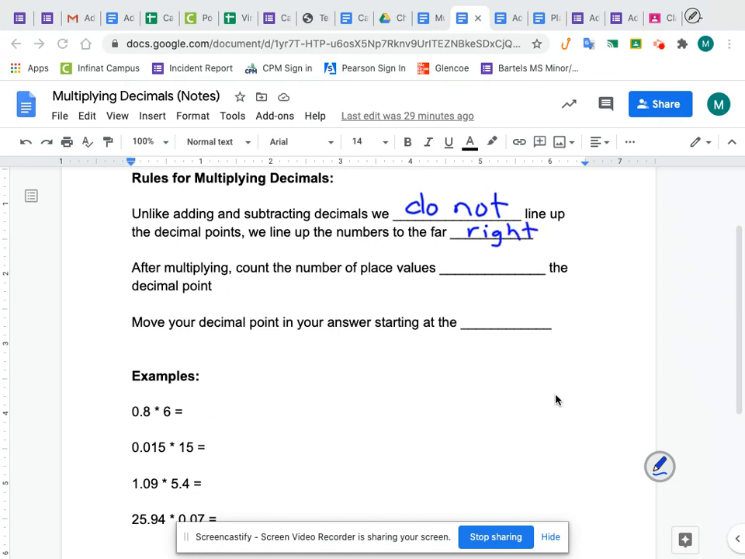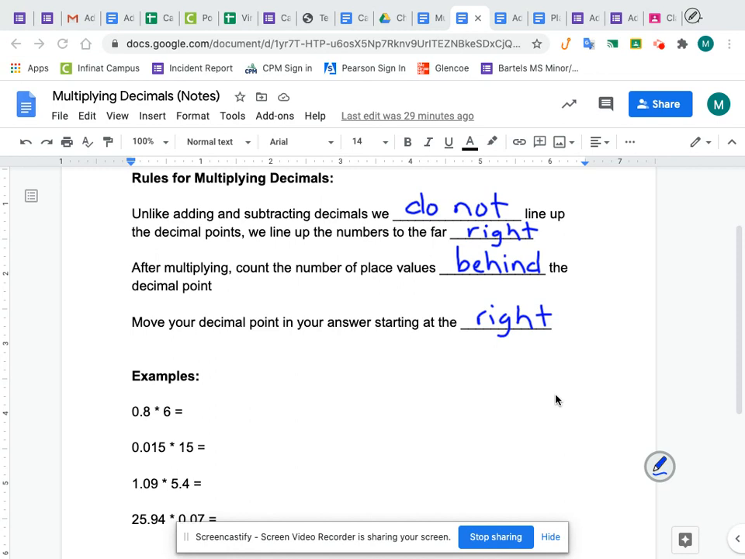After multiplying, count the number of place values behind the decimal point. Move your decimal point in your answer starting at the far right. And when I get to the examples, I'll show you what I mean.